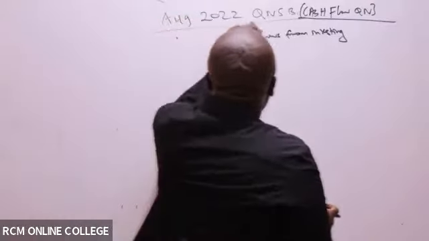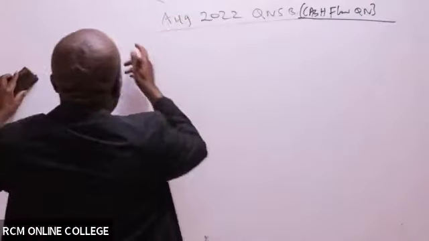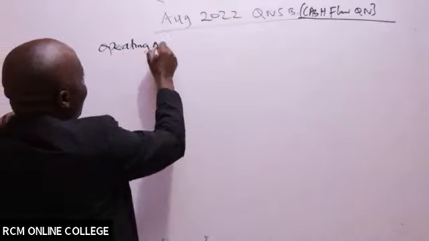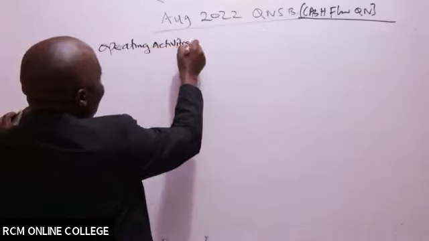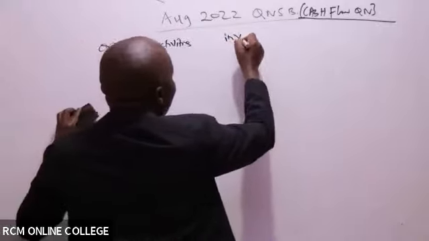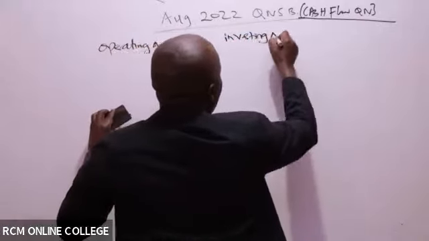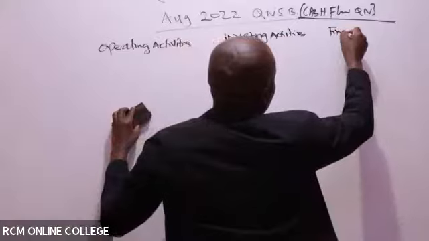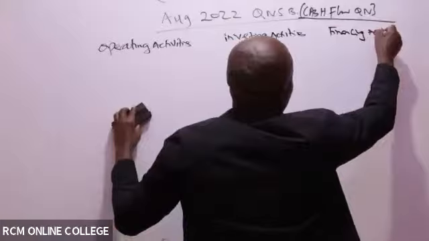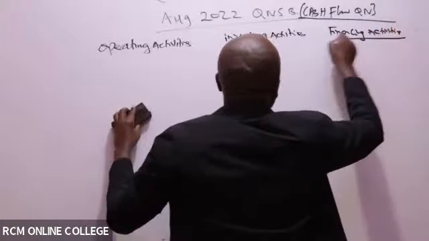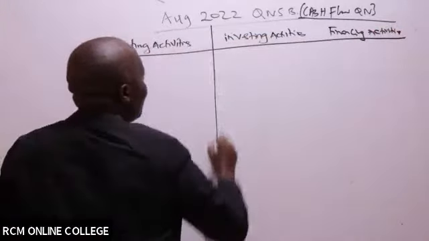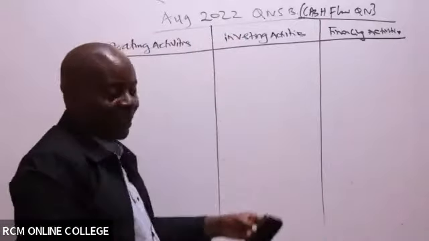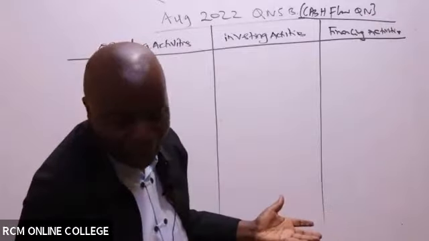Ladies and gentlemen, because of the size of my board, I will have 3 columns here: operating activities, investing activities, and financing activities. That is how we structure our cash flow statement. Of course, for your case, you're writing them in a columnar form, so you shall not have 3 columns. I'm doing this because of the size of my board.